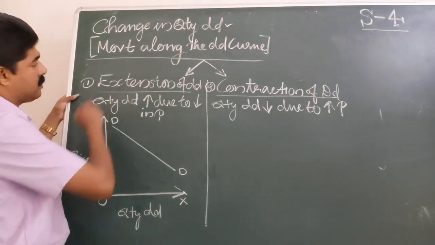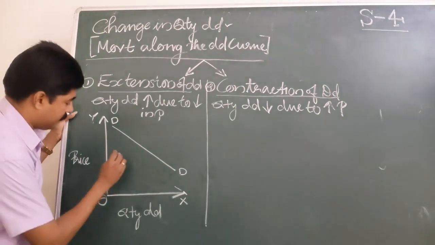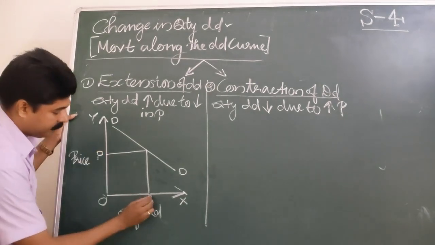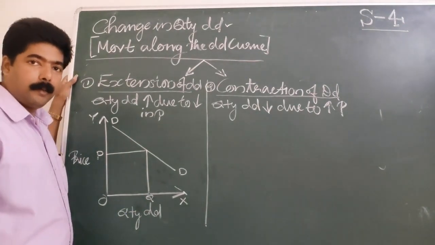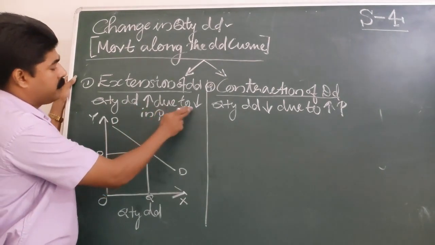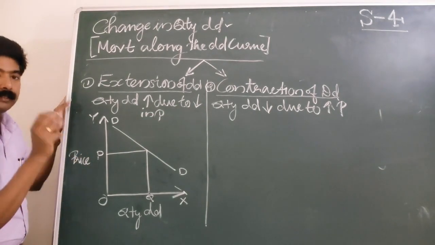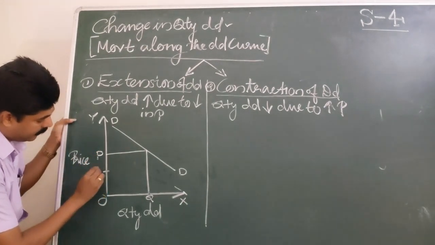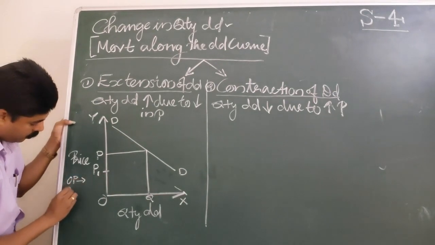Now I need to show the extension. To show the extension of demand, I need to make a beginning situation. Suppose this is the price P and this is the quantity. This is the situation in the market. What I told is that quantity demanded can increase due to a fall in price. Suppose the initial price is OP. Now suppose the price of the commodity falls from OP to OP1.